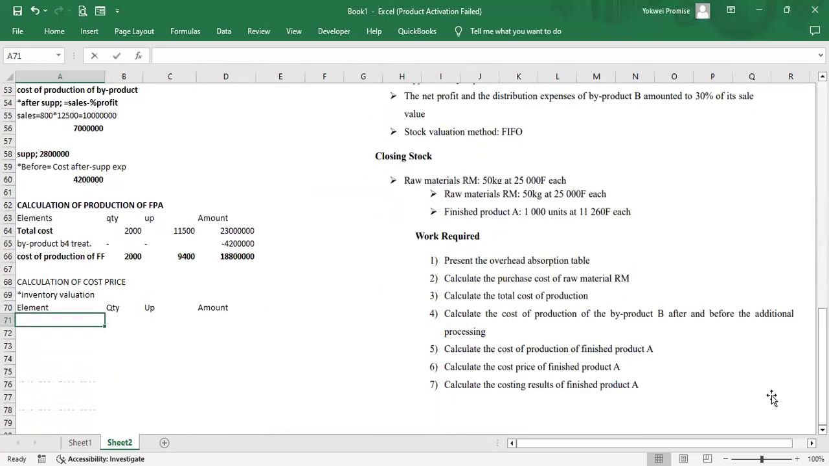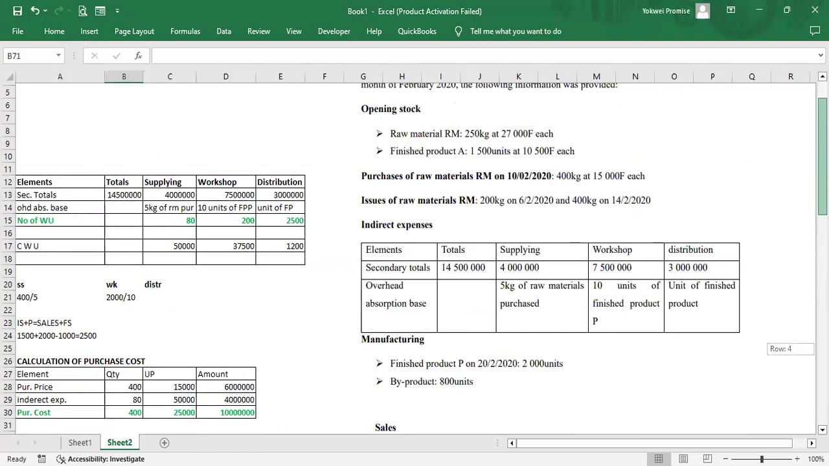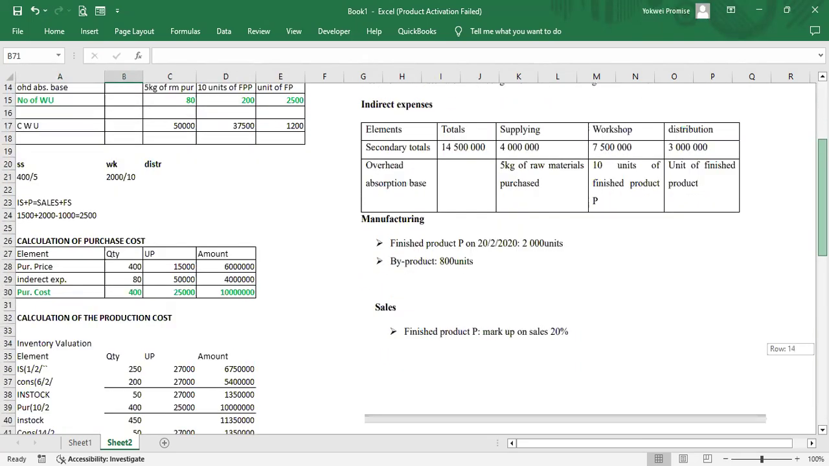So let me just be abbreviating as usual. I have initial stock, which is on the 1st of February. What's the quantity again, please? I have 1,500 at 10,500.